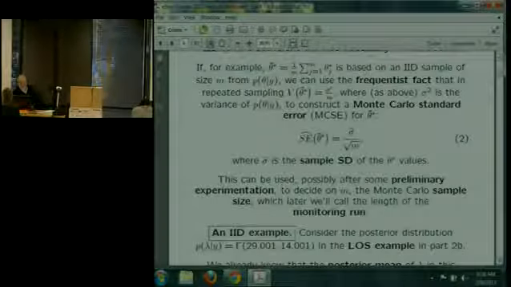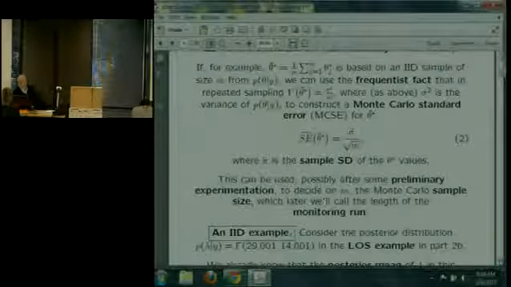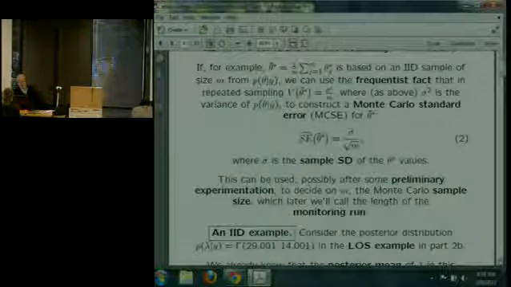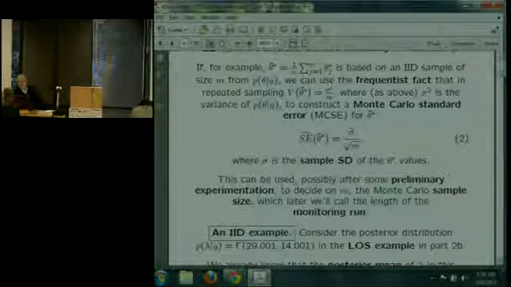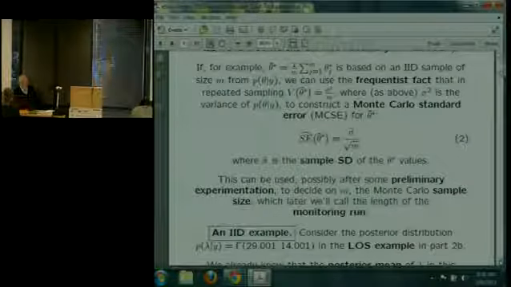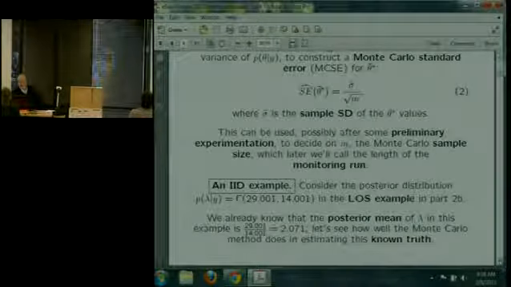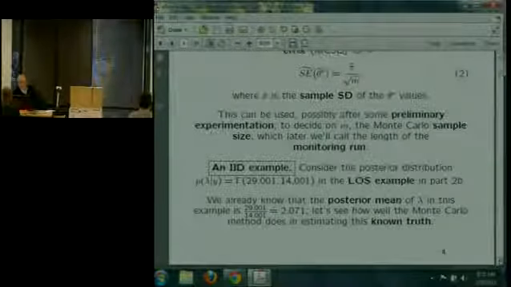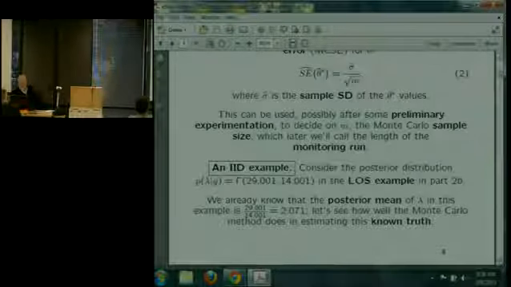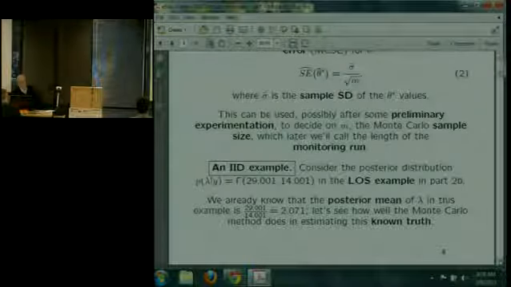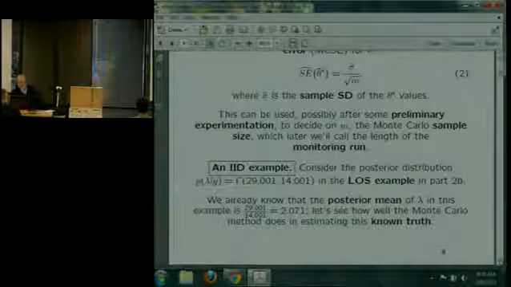And so now we can experiment a bit, possibly after making a preliminary run to get a preliminary estimate of sigma. We can experiment around to decide on m based upon what our accuracy need is. And so let me give you an example. And later on, I'm going to call little m the length of the monitoring run, which is why I chose little m as the name for it. It goes along with the word monitoring. So here's an IID example.